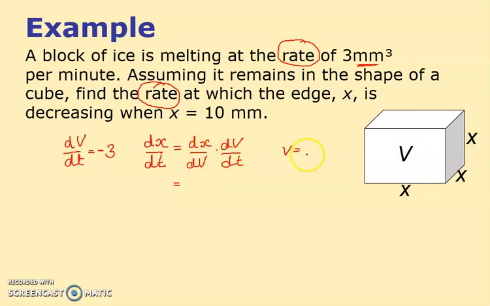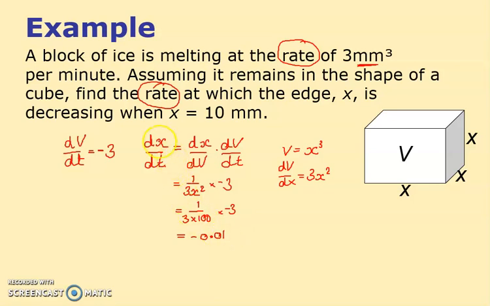The volume of this cube is x cubed times width times height, and therefore dV by dx is 3x squared. But I don't want that, I want dx by dV, so it's 1 over 3x squared times dV by dt, and that's minus 3 times negative 3. They've said do this when x is 10. Okay then, so that's 1 over 3, x is 10, so that's 100 when I square it, times negative 3. I reckon that is minus 0.01 when you chuck that into your calculator.